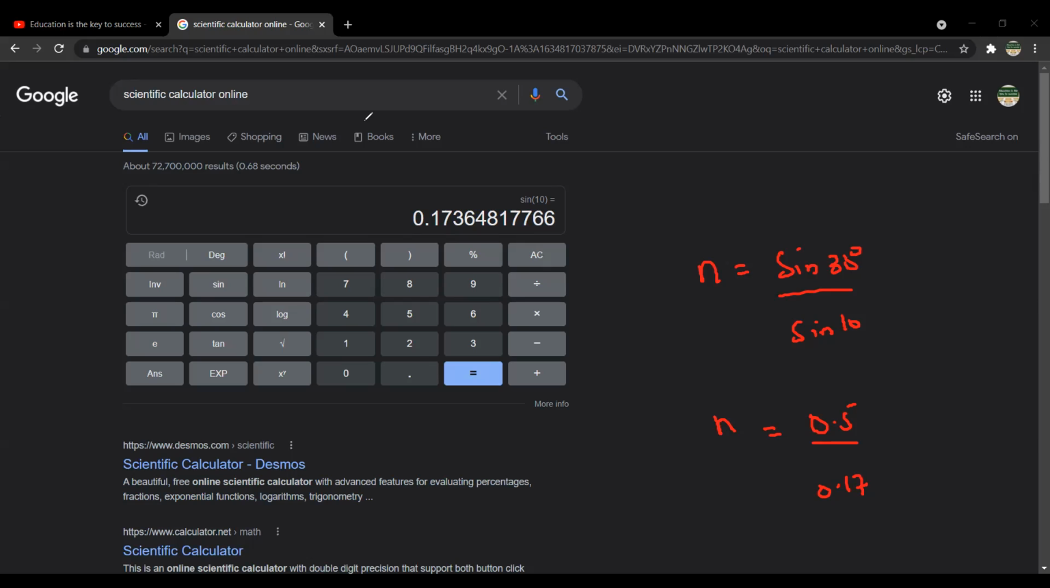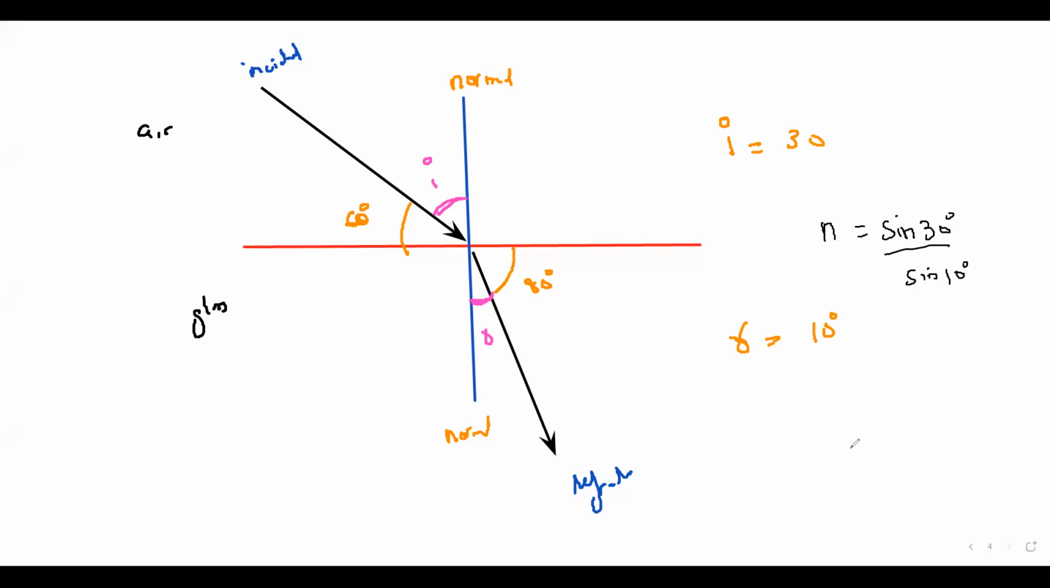So 0.5 divided by 0.17, we'll get 2.94. So the refractive index is coming out as 2.94 for this example. When we substitute the values, it comes out as 2.94. Is this example clear?